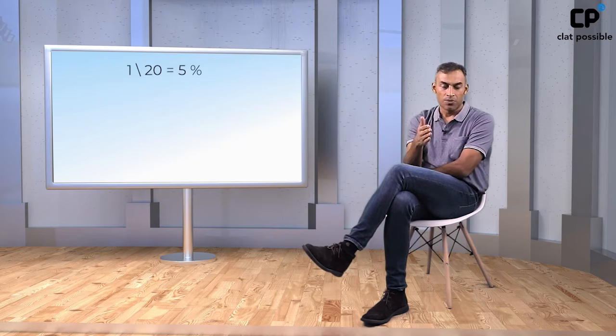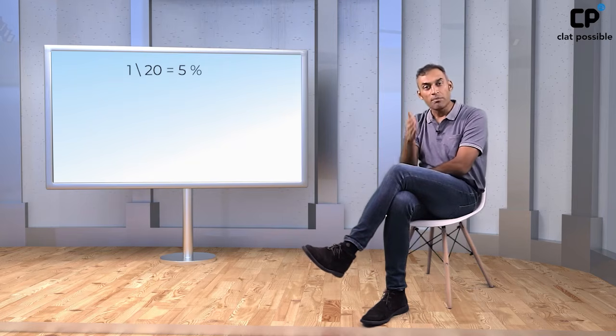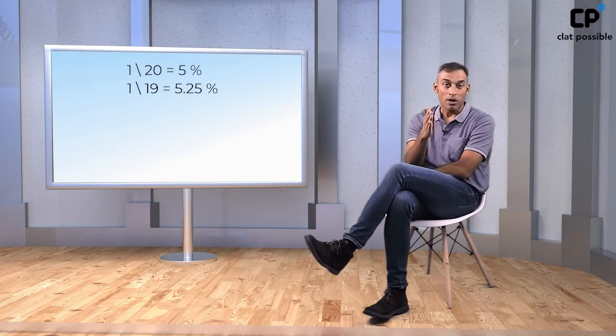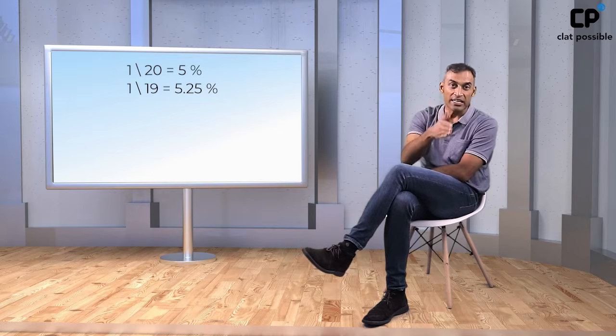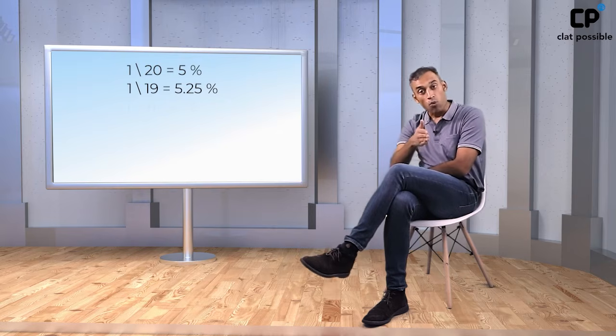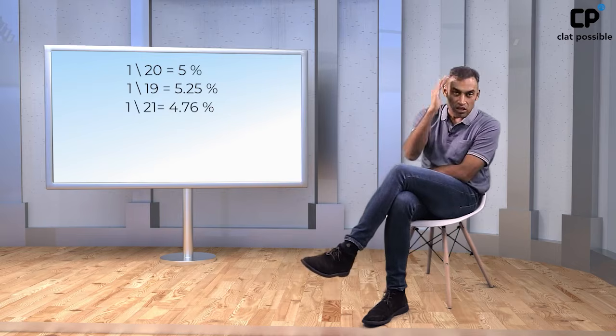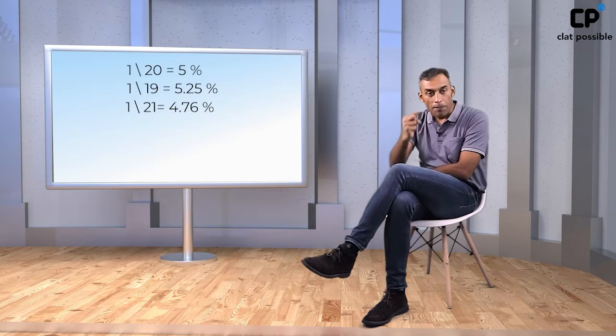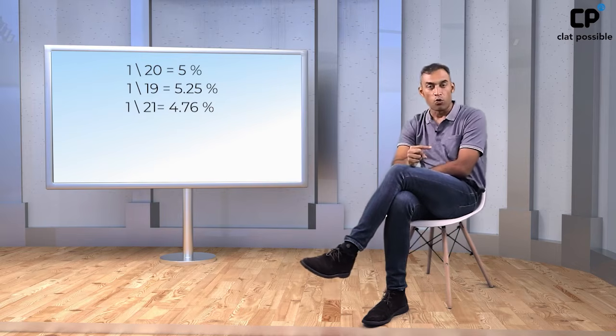1 by 20 is 5%. 1 by 19 is 5.75, actually 5.76, but just to remember, 1 by 19 is 5.25, 1 by 20 is 5%, and 1 by 21 is 4.76. Actually, you just remember it as 4.75. So a plus 0.25 and a negative 0.25.